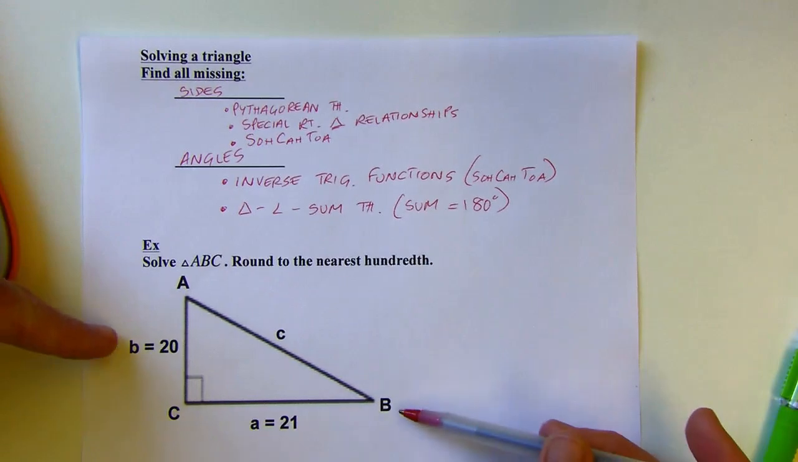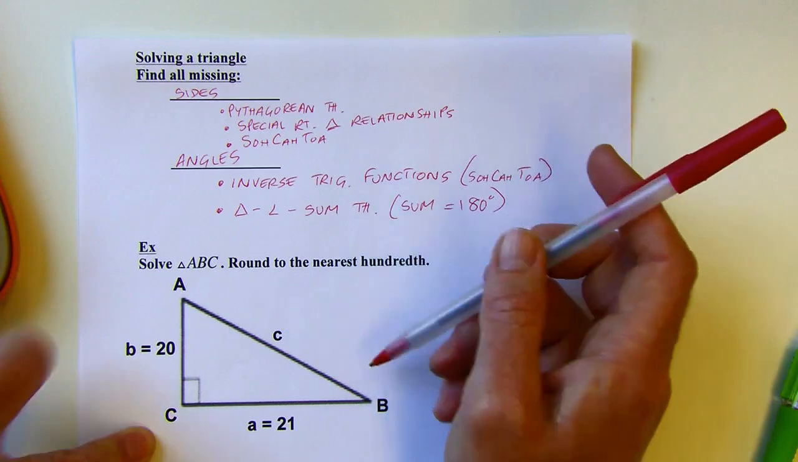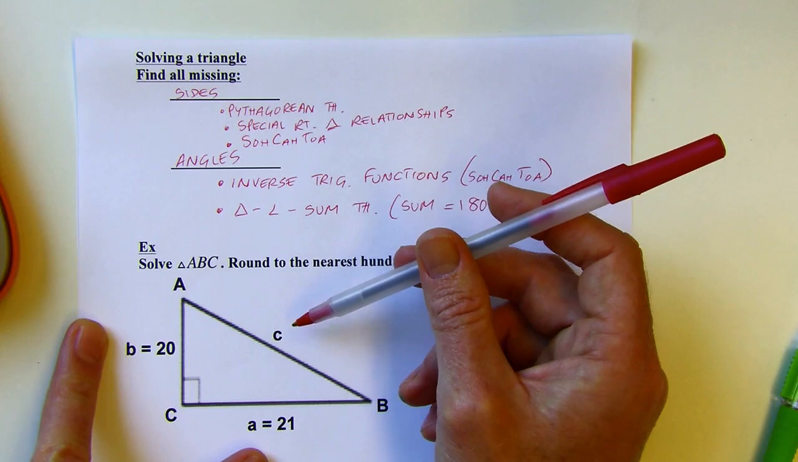Angle B is across from side B. Angle C is across from side C. It always works like that. Also, we use uppercase for angles, lowercase for sides. So that is really helpful on these problems.